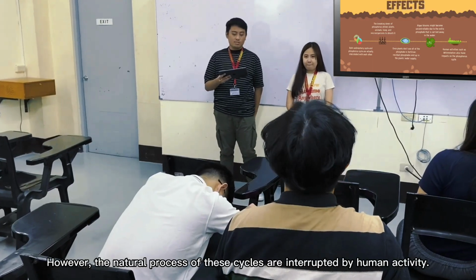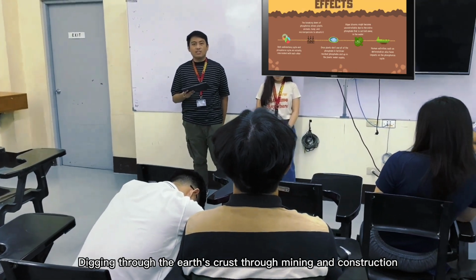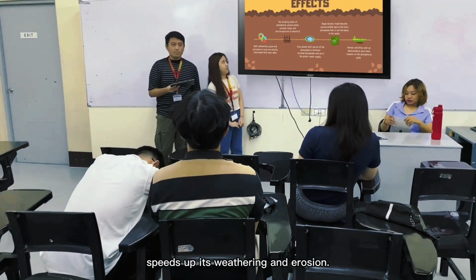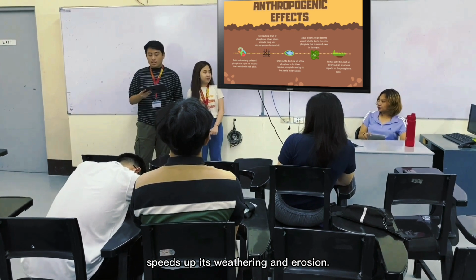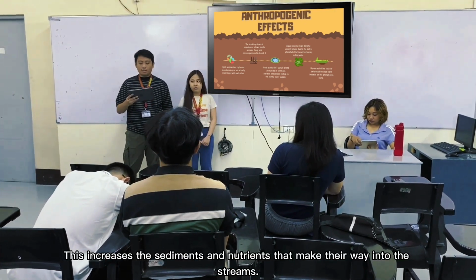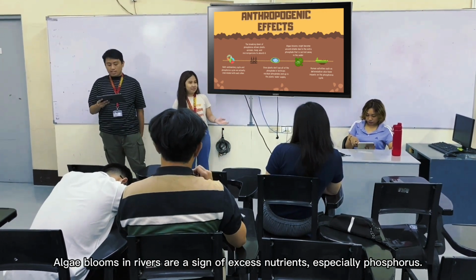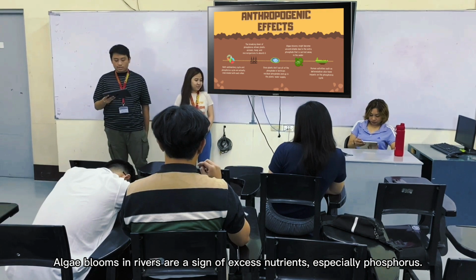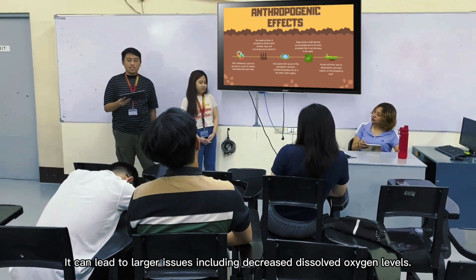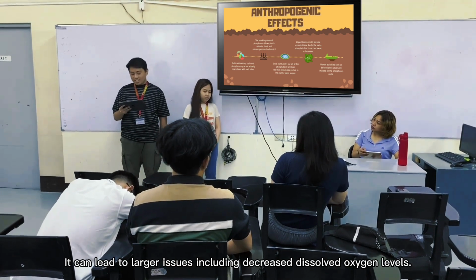However, the natural mechanisms of the cycle are interrupted by human activities. Digging through the Earth's crust through mining and construction speeds up the rates of weathering and erosion, which then increases sediments and nutrients that end up in streams. Algae blooms in rivers are signs of excess nutrients, especially phosphorus. This can lead to larger issues such as decreased oxygen levels.